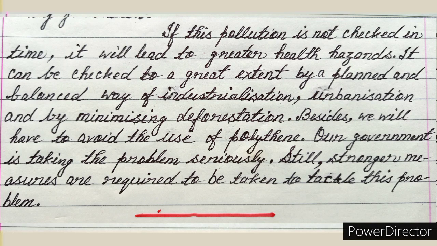Then third and concluding para, if this pollution is not checked in time, it will lead to greater health hazards. It can be checked to a great extent by a planned and balanced way of industrialization, urbanization, and by minimizing deforestation. Besides, we will have to avoid the use of polythene. Our government is taking the problem seriously. Still, stronger measures are required to be taken to tackle this problem.